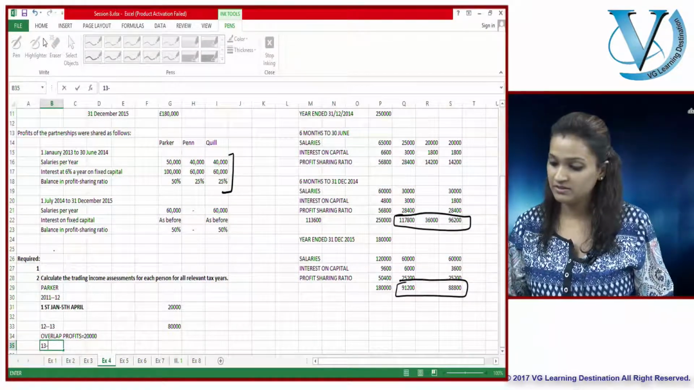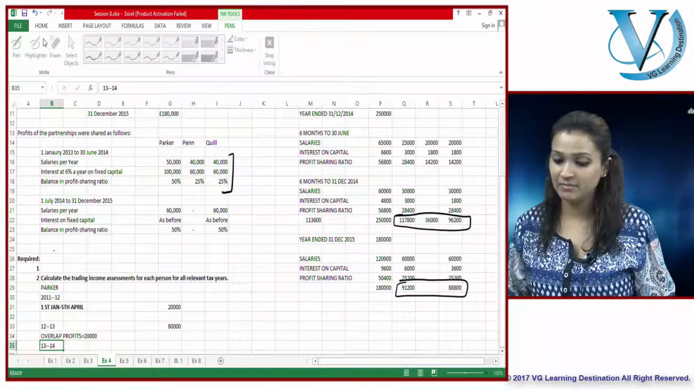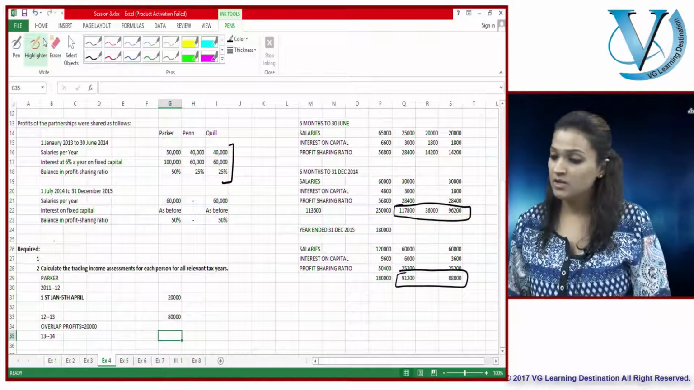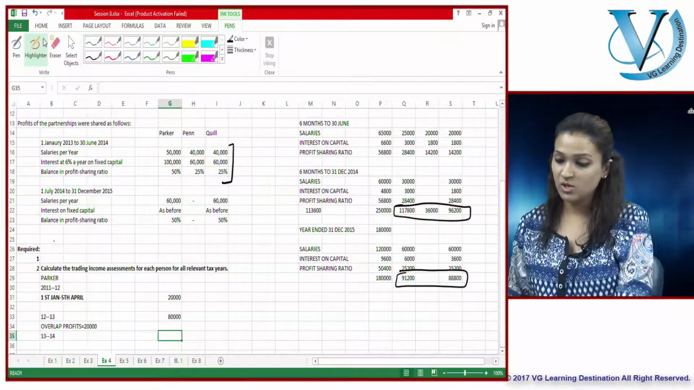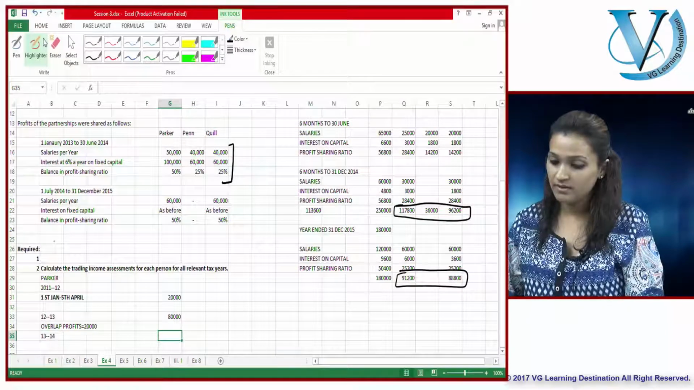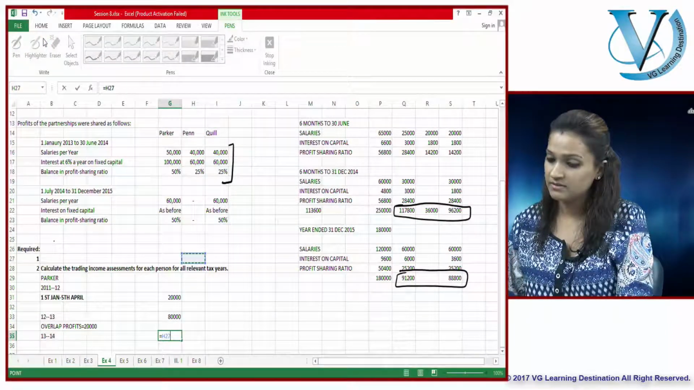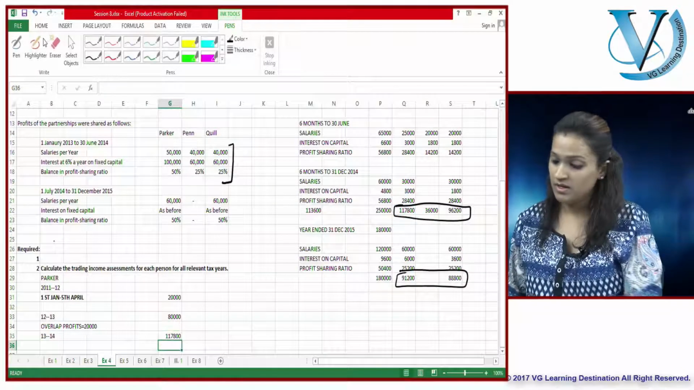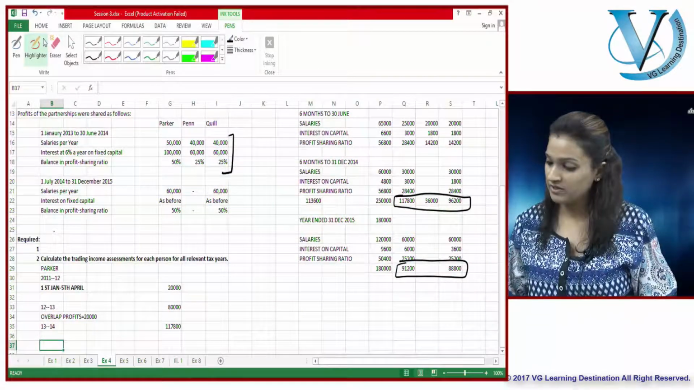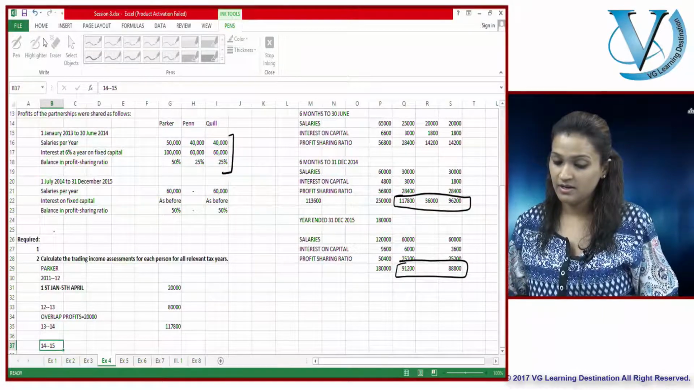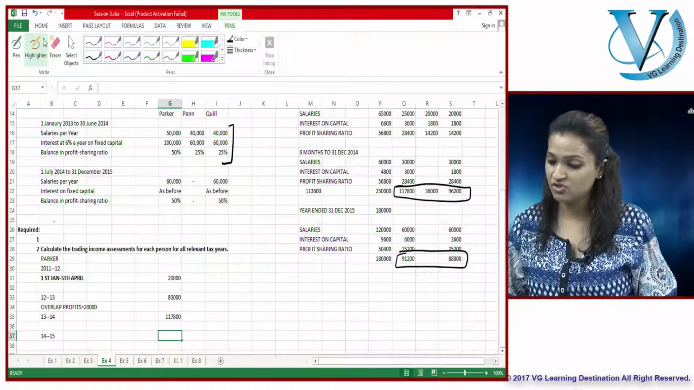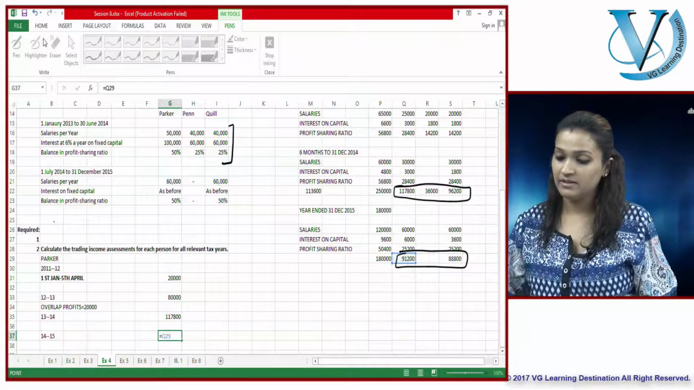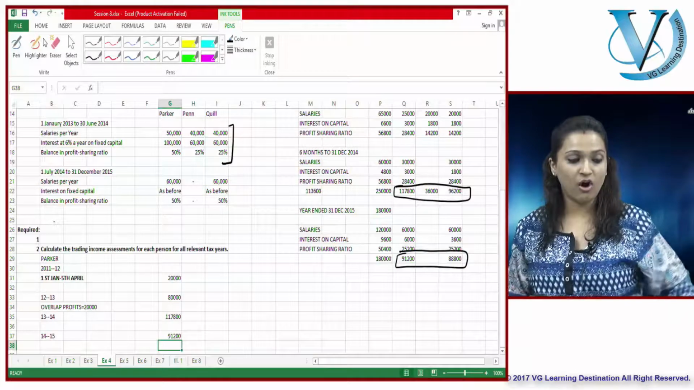13, 14. You've already arrived at the current year basis. So just use the figures which you have already calculated here, which is equal to the entire 117,800. Come next year for 14, 15. Again, you're at the current year basis. Just use the figures which you have already calculated. So this is what happens for Parker.